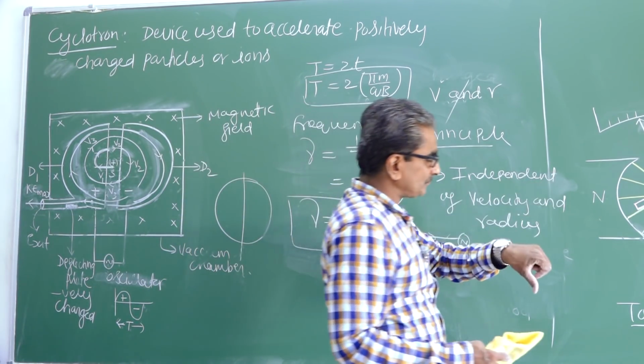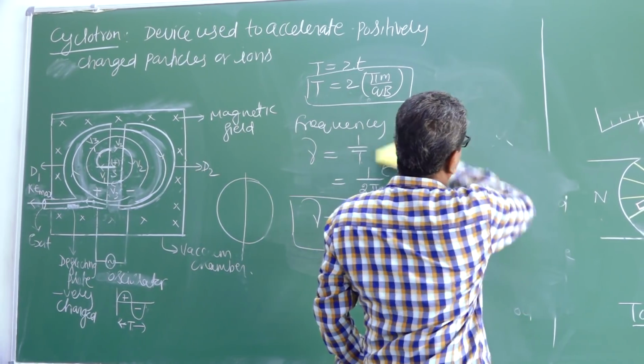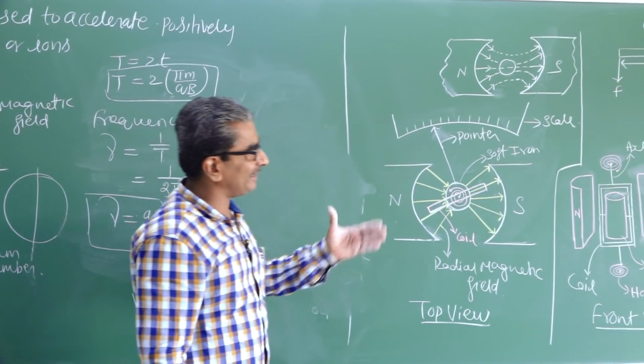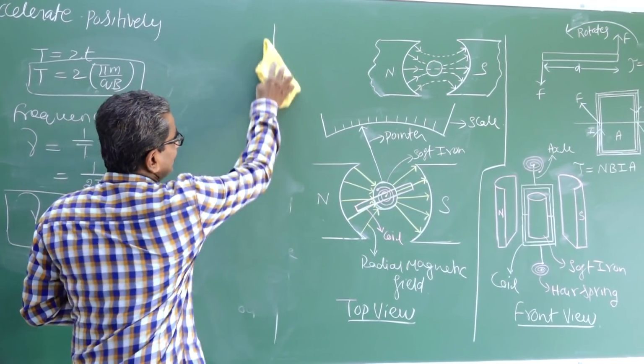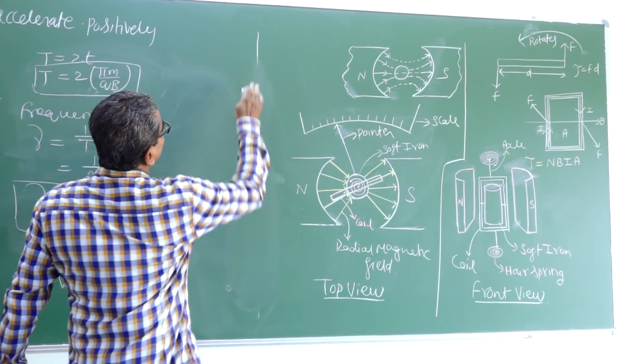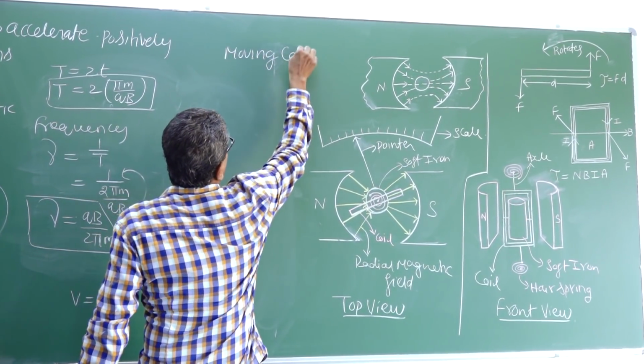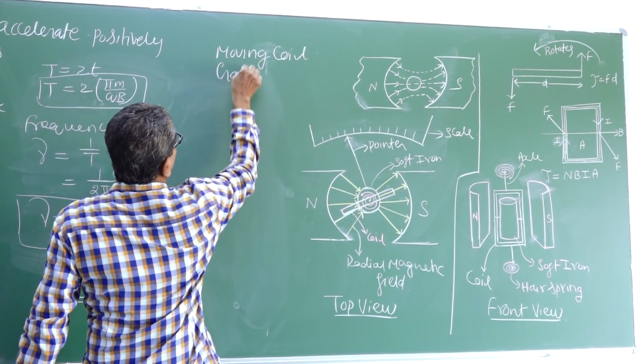Then coming to one more device. What is the device? Moving coil galvanometer.